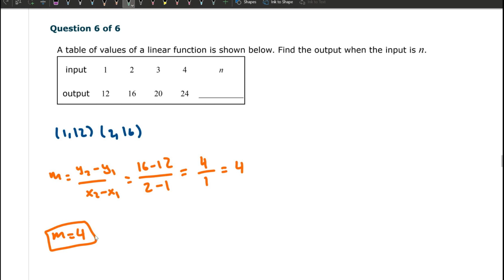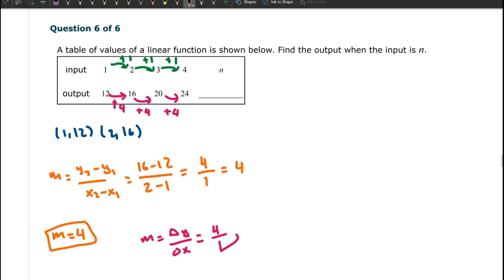Now you can find this faster because I see the input is increasing by 1 and the output is increasing by 4. So slope is delta y over delta x, which is the change in y over the change in x. That would be 4 over 1, which is 4. Okay, so this matches our answer from before. So there are 2 ways to find the slope. Now go back to what we did earlier.